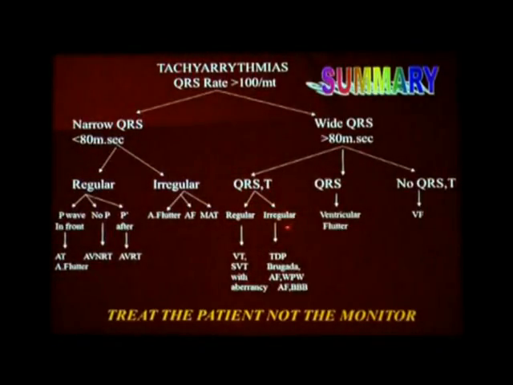So if it is an irregular wide QRS complex tachycardia, it is either atrial fibrillation with pre-existing bundle branch block or the polymorphic ventricular tachycardia. The QRS changes in shape, duration, axis and the RR interval. Everything changes. It's called torsades de pointes, predominantly due to prolonged QT interval.